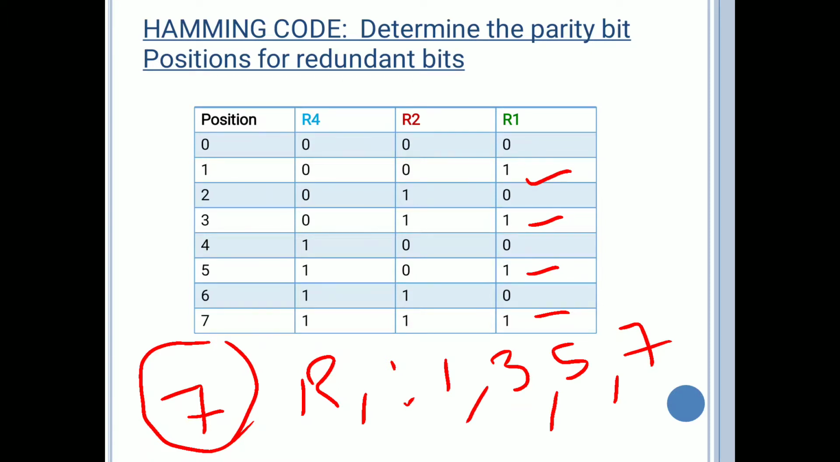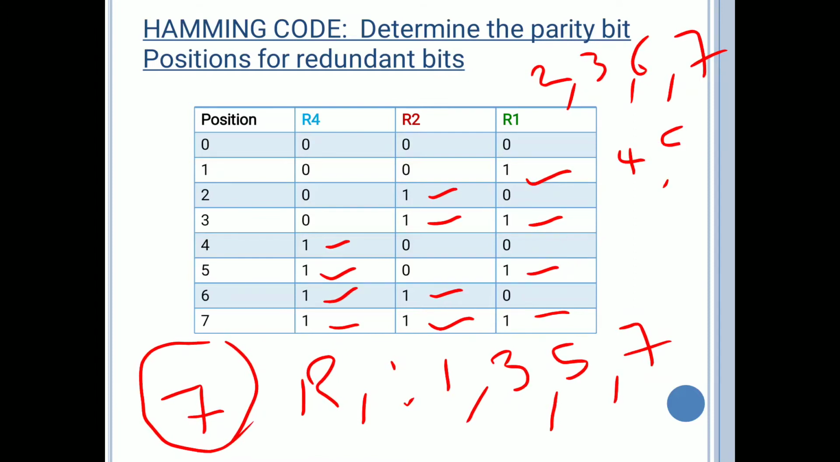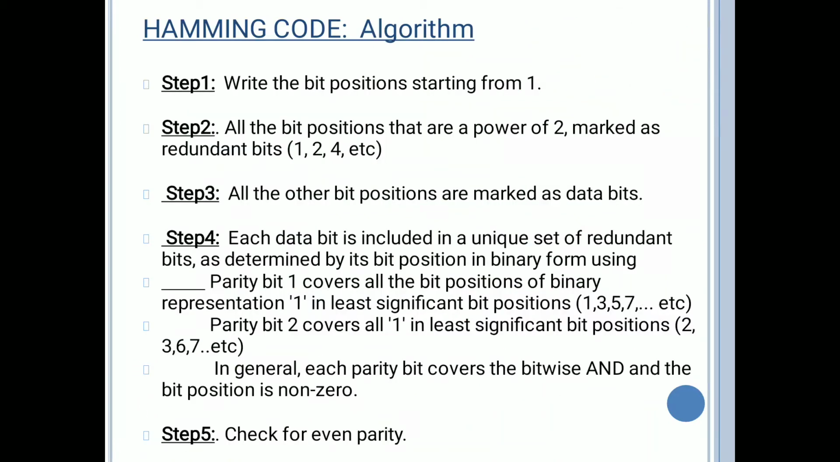Like that for R2. For R2 we need to take the values 2, 3, 6, 7. These position values are used to find the even parity. And for R4 we need to find positions 4, 5, 6, 7. These are used to find the R4 value. And 2, 3, 6, 7 is used for R2, and 1, 3, 5, 7 is used for finding the R1 value. So this is step 4.